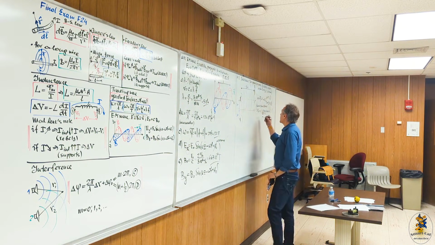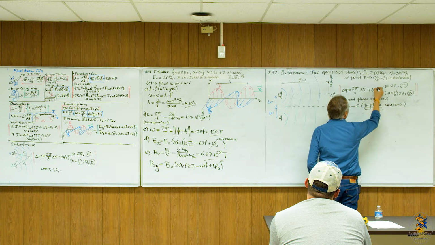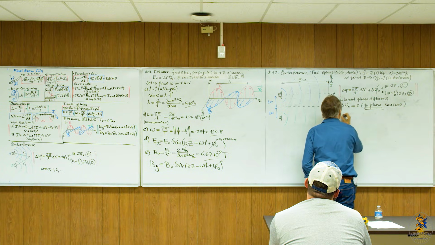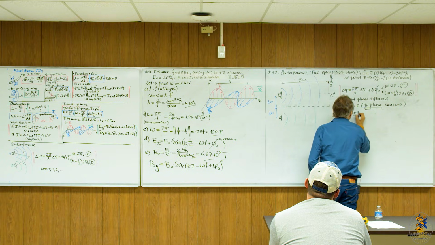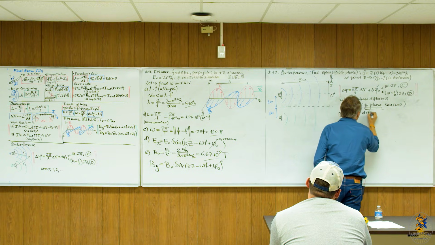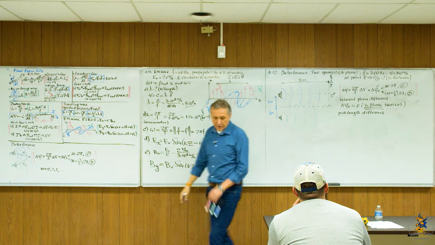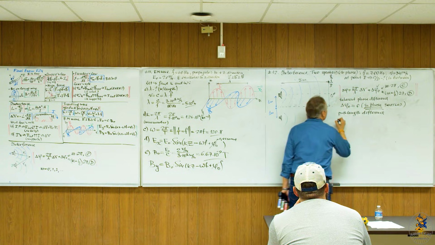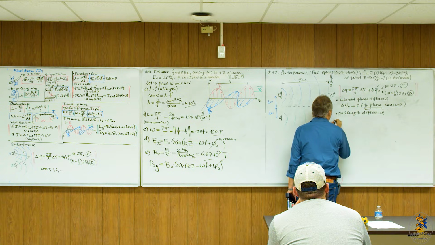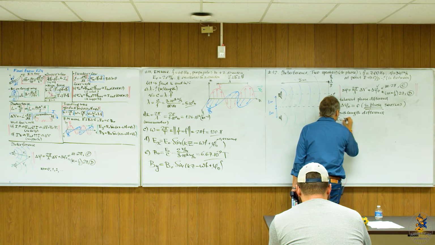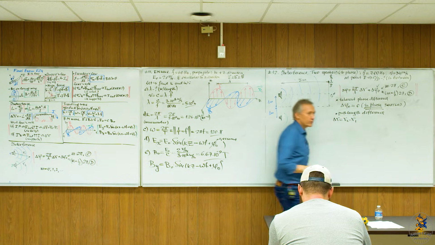So the path length difference now. Now we know delta phi naught. So now the path length difference, delta R. The marker started losing the contrast, but still good enough. So that's the first bullet. Now the second bullet. Delta R is R2 minus R1, pure geometry.